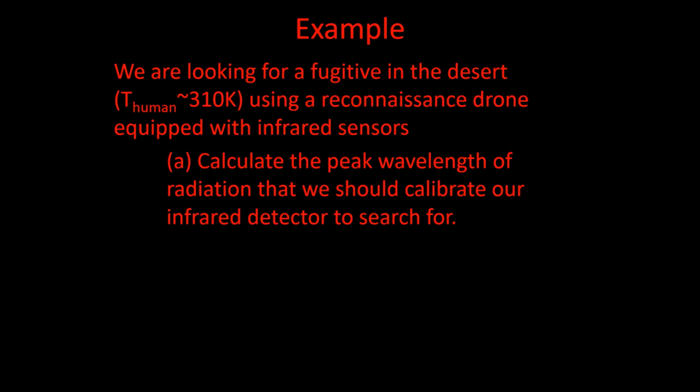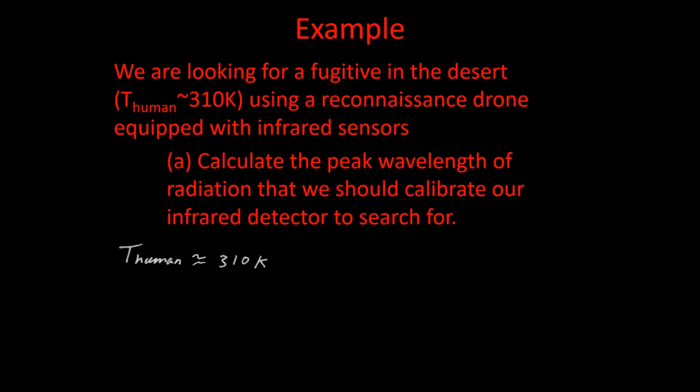So here's an example. We're looking for someone in the desert. It's human, so we'll assume they radiate at about 310 Kelvin. The temperature is 310 Kelvin. There will be a corresponding lambda max. So we're going to use a reconnaissance drone, as we saw in the previous slide, equipped with infrared sensors. What peak wavelength of radiation should we calibrate our infrared detector to search for?